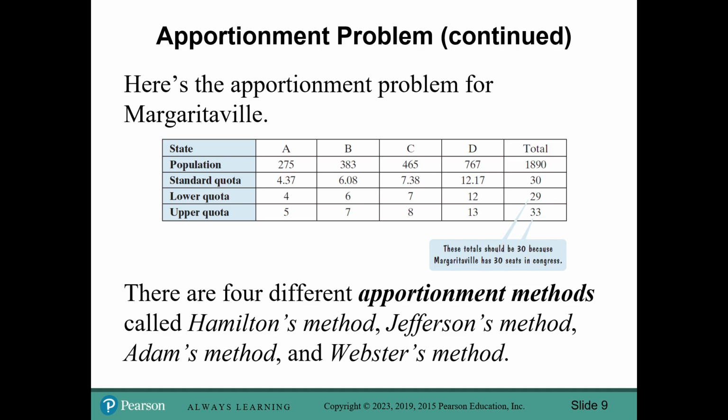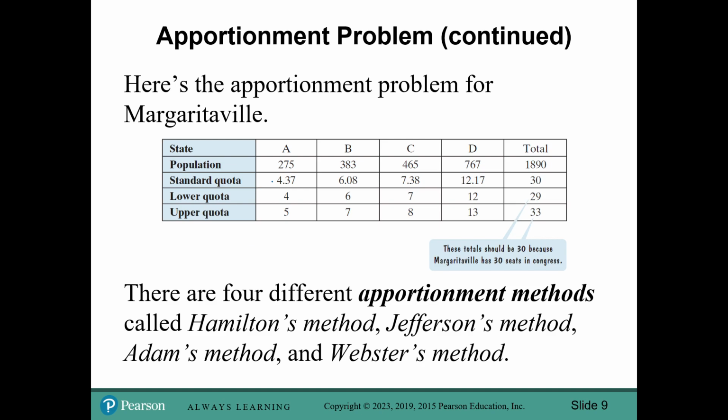Now, here's the apportionment problem for Margaritaville. Okay, we see our original part of our chart here at the top, the state population and standard quota. If we look at the lower quota versus the upper quota, what the lower quota is going to do is round each of these numbers down.